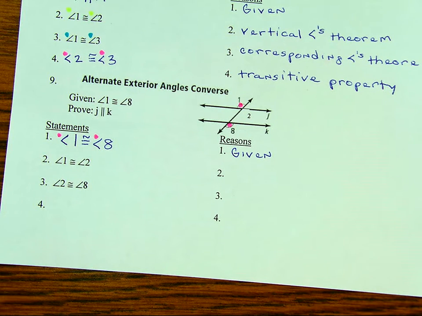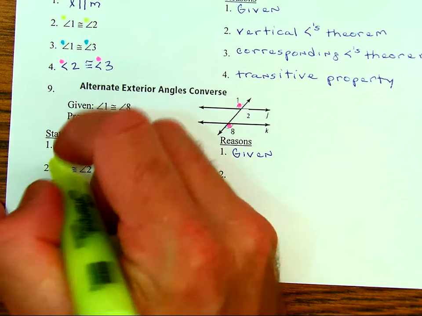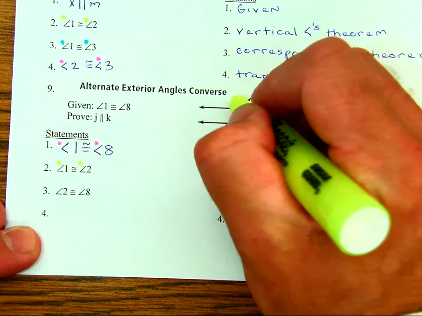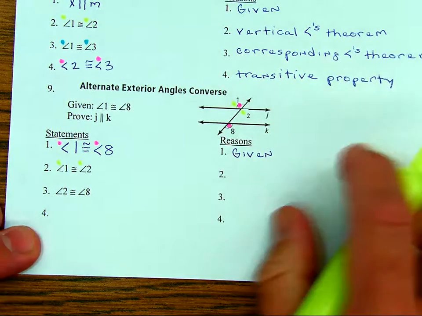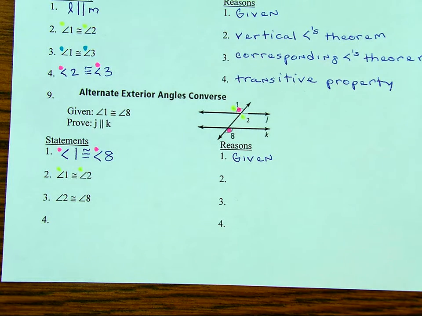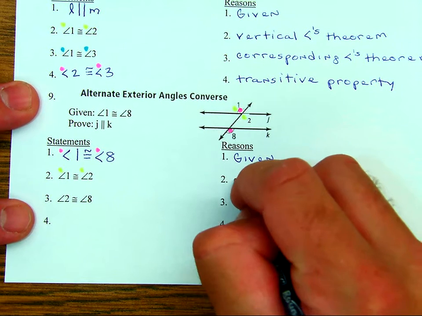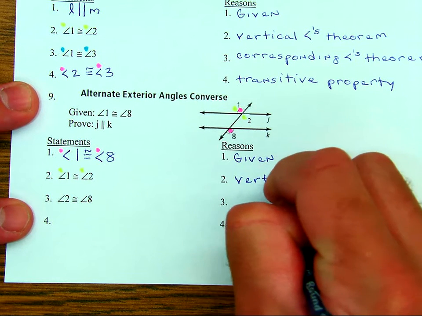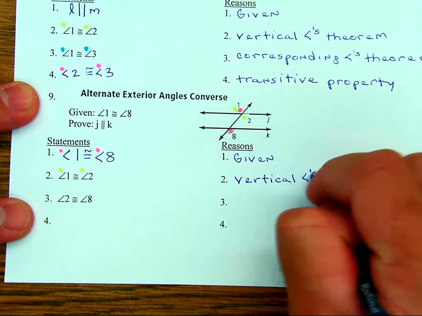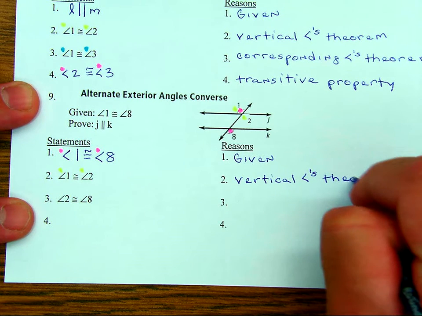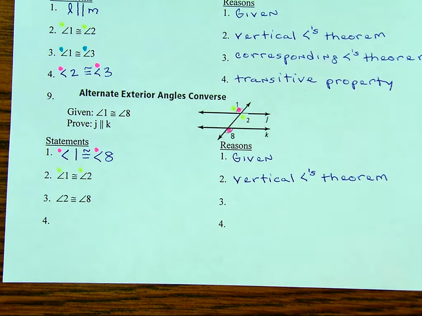Okay, next it says angle 1 is congruent to angle 2. I'm going to highlight those in yellow. Okay, the reason why 1 is congruent to 2 is those are vertical angles. And so you could say vertical angles are congruent, or vertical angles theorem.